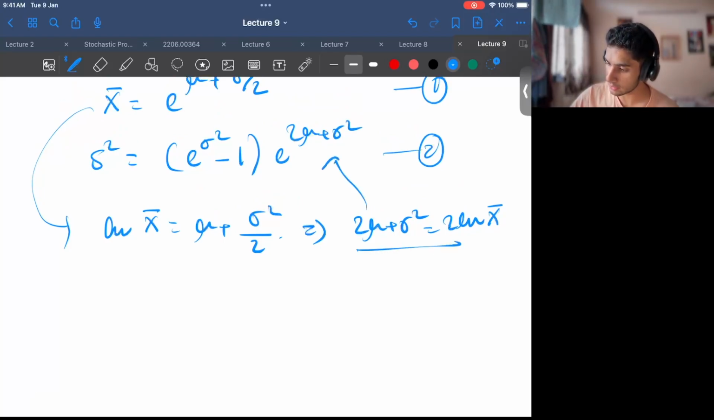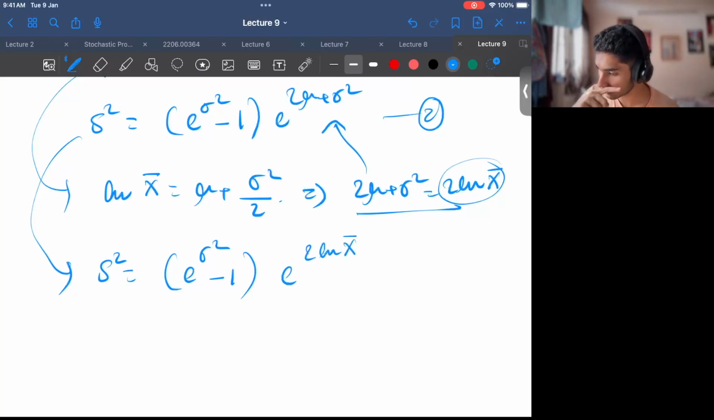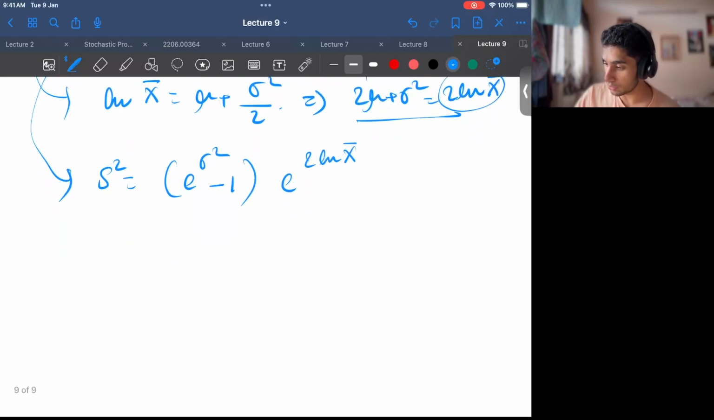Substitute this thing here, right? What will this thing become? S square. Okay. What is s square? S square is equal to e raised to sigma square minus 1, and this thing, 2 mu plus sigma square, is 2 log x bar, right? Now what should you do? So now you can do the following.